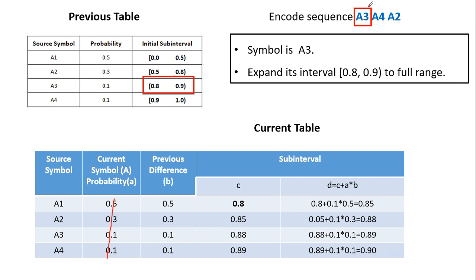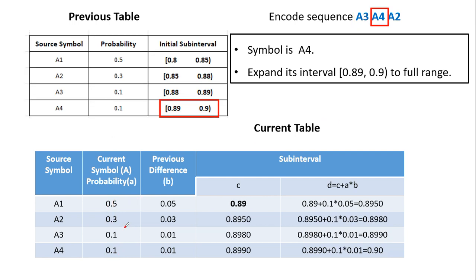As we are encoding A3, the probability of A3 is 0.1. Here it is actually copied by mistake, but it is 0.1. So you can see here 0.8 plus 0.1 into 0.5, and you can see here all 0.1. By mistake it is copied, but it is 0.1 because whatever we are encoding, we are taking the probability of that symbol. Next is A4. A4 is again 0.1, so the same mistake is repeated here, but it is 0.1.